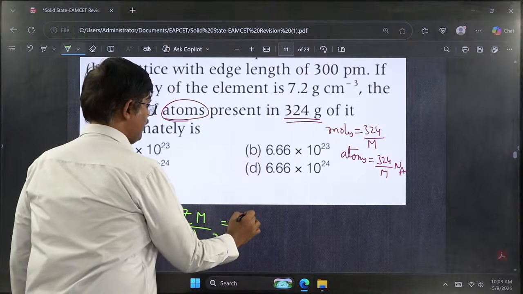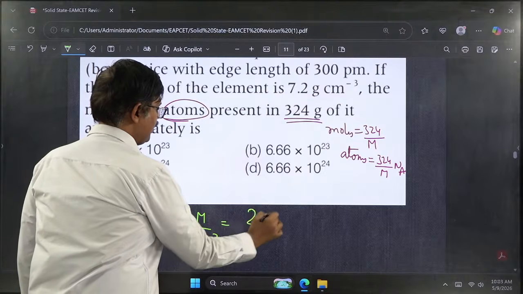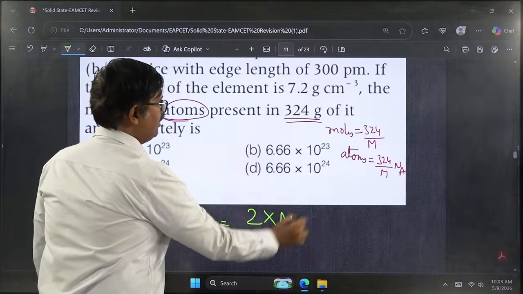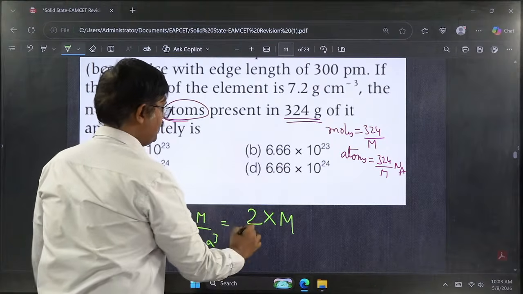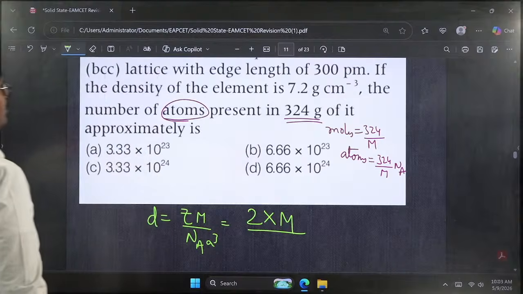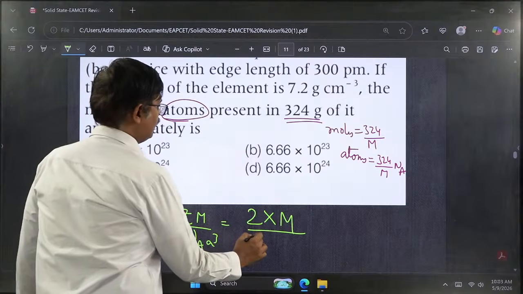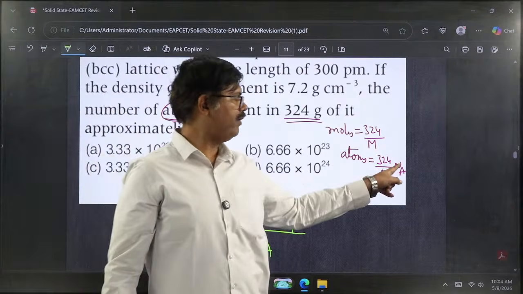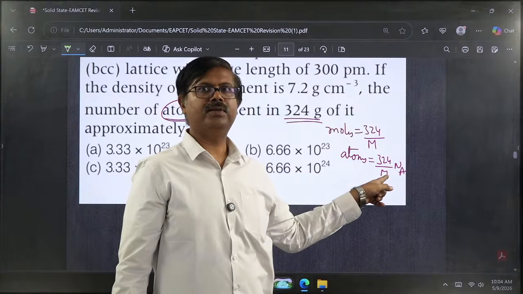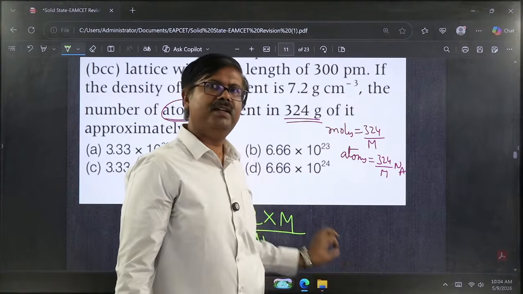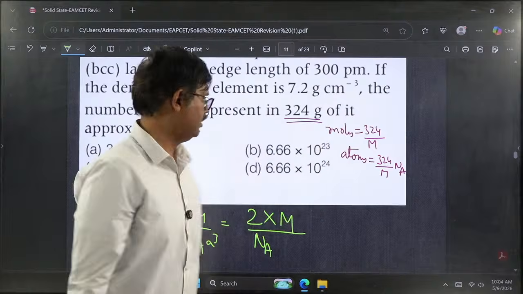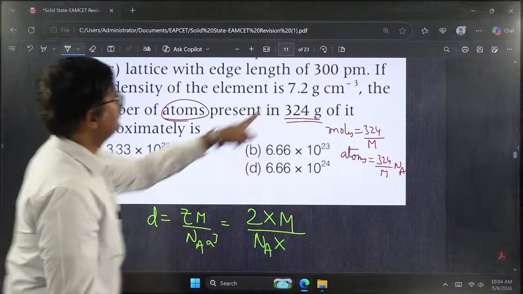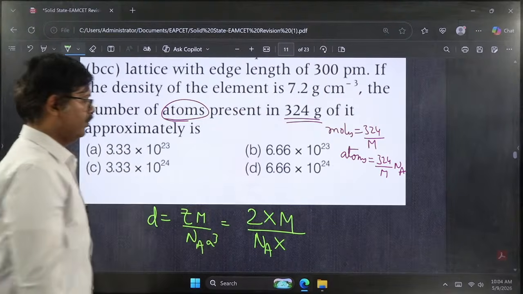Now Z means how many atoms does BCC have? 2 atoms. Molar mass, we only need to find the molar mass to substitute in this number of atoms divided by Avogadro number. Keep it Na only, don't simplify here, because we need Avogadro number by M value to substitute, into a cube. A is how much? Edge length 300 picometers.